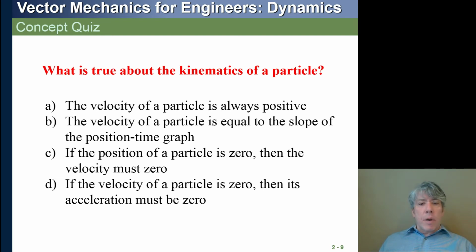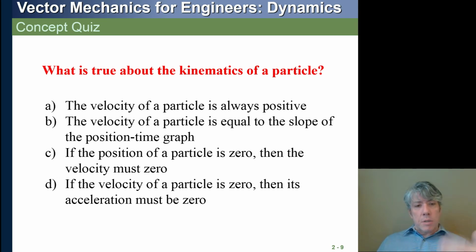If the velocity of a particle is 0, then the acceleration must be 0. Well, no, because think about it. When you first put your car into gear, your car is not moving. Your velocity is 0, but in the next moment your car is moving. In other words, it has velocity, so its velocity has changed. That means at that initial time there must have been some acceleration even though there was no velocity, because the velocity did change. So if the velocity of a particle is 0, that doesn't necessarily mean that the acceleration is 0. So by process of elimination, we've determined that B is the correct answer.